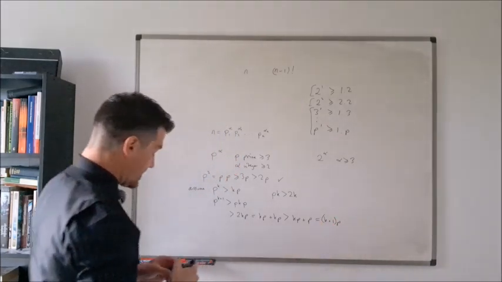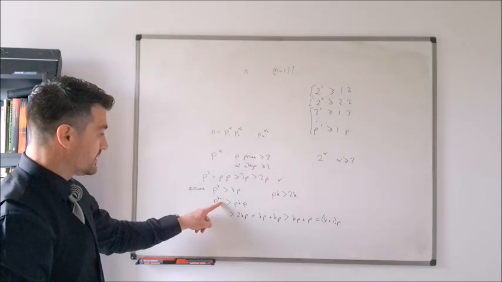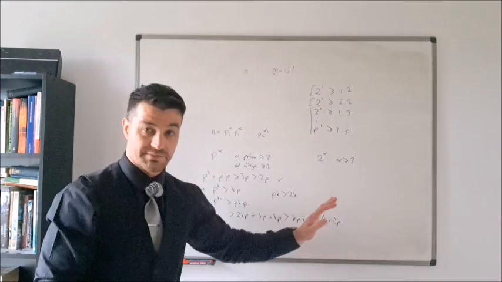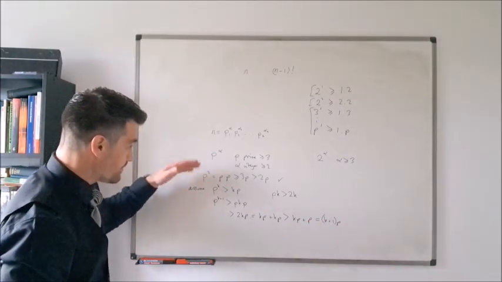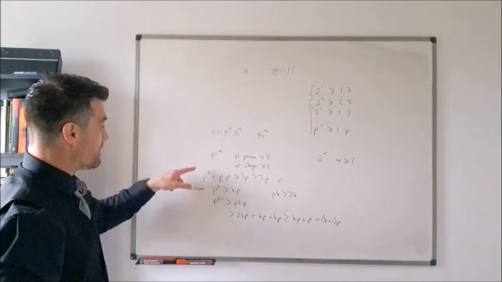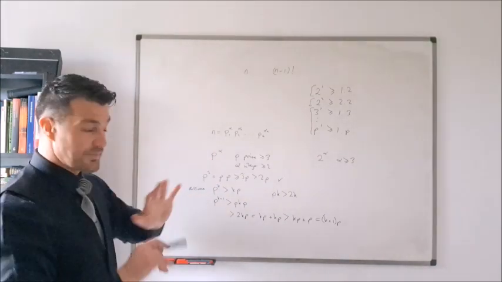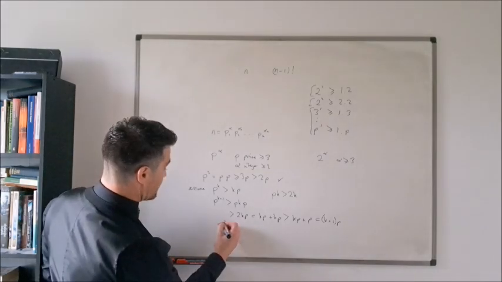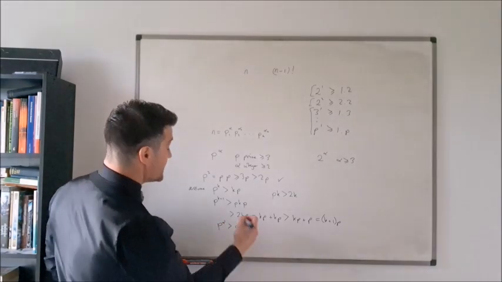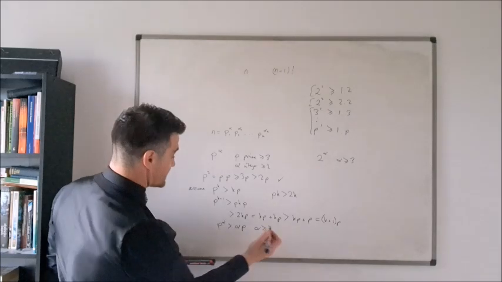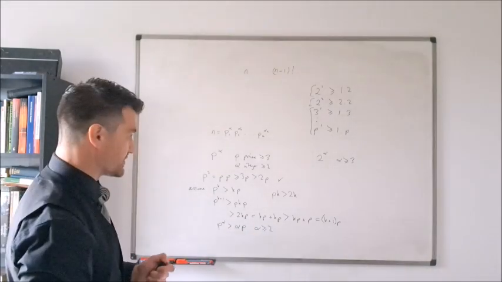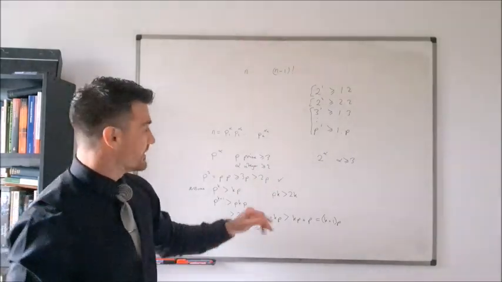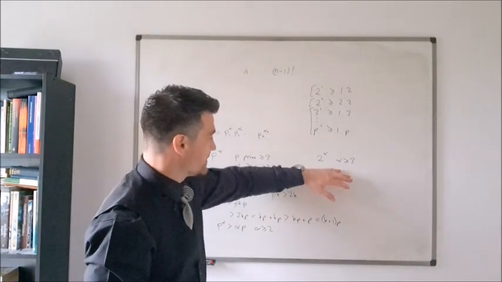In other words, p to the power of k plus 1 is going to be greater than k plus 1 times p. By mathematical induction, therefore, p to the power of alpha is greater than alpha times p for all integers alpha greater than or equal to 2. We can do a similar argument for this. I'm not going to go through it in all its detail, but we get a similar result with this.